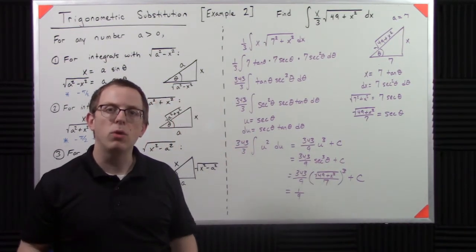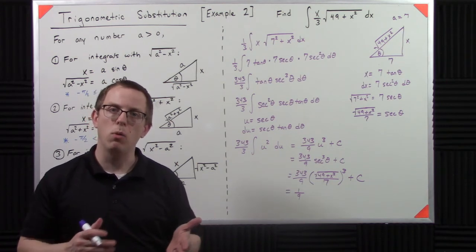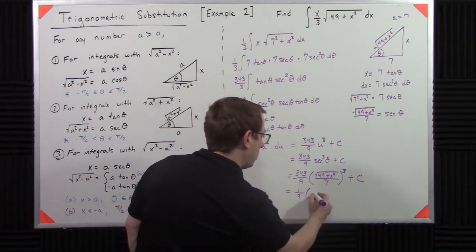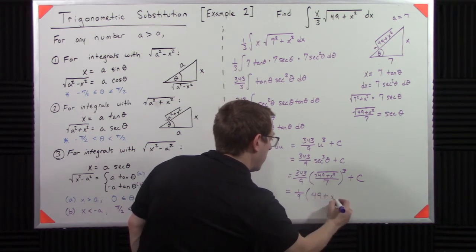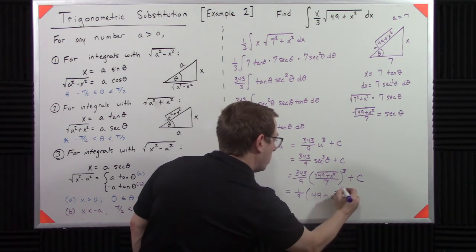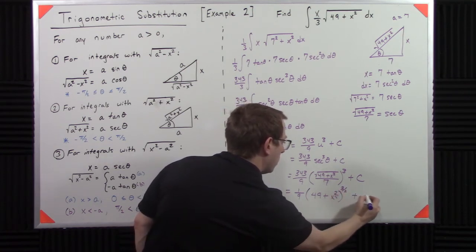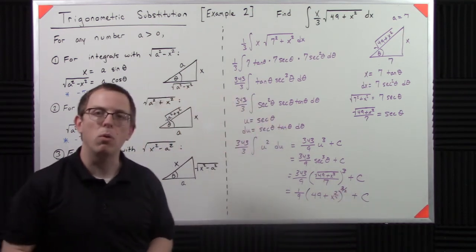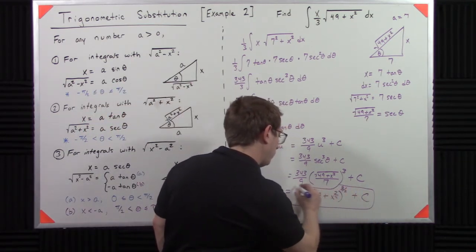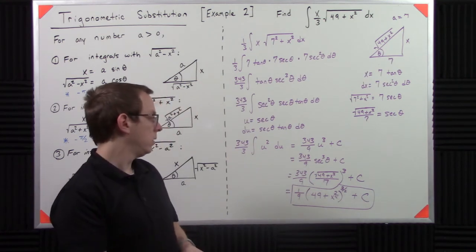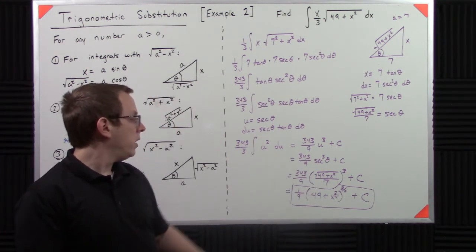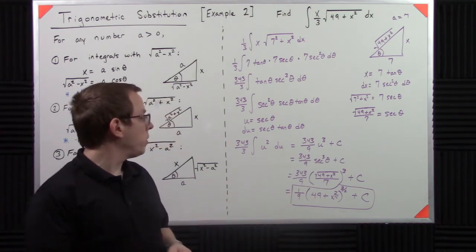And then instead of writing a square root to the 3rd power, it's sometimes more common to write it as 49 plus x squared, to the 3/2 power plus c. I didn't mean for those to run into each other there, but this is essentially all you have to do here.